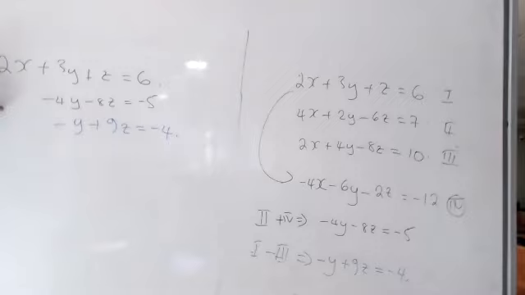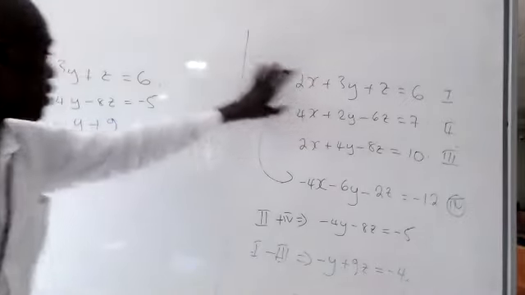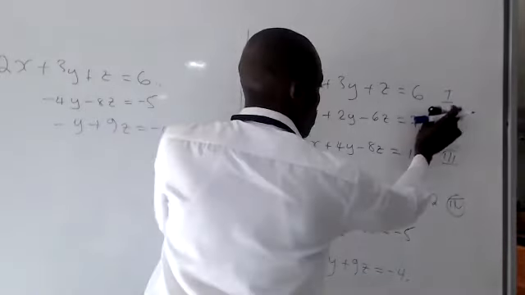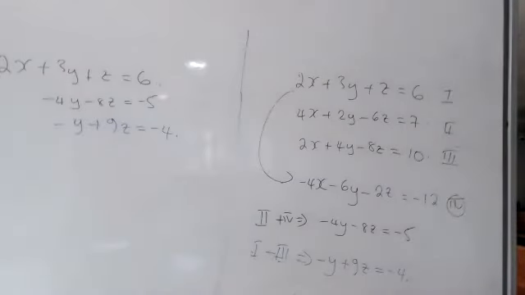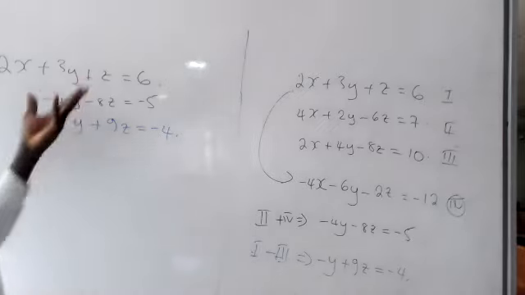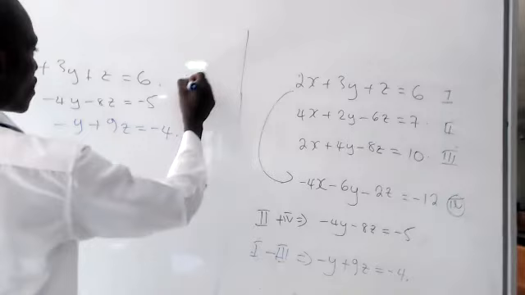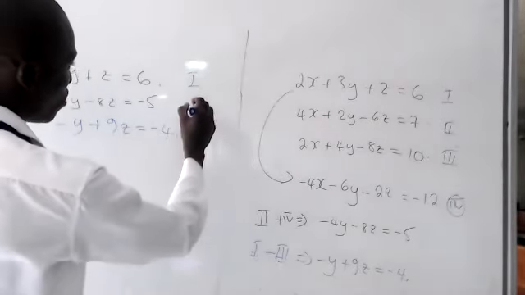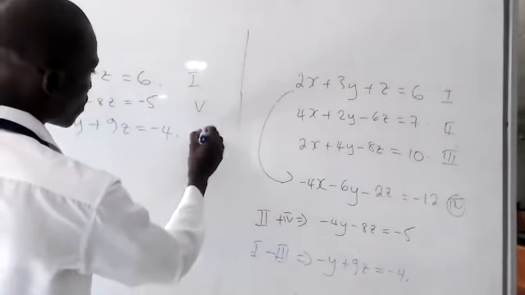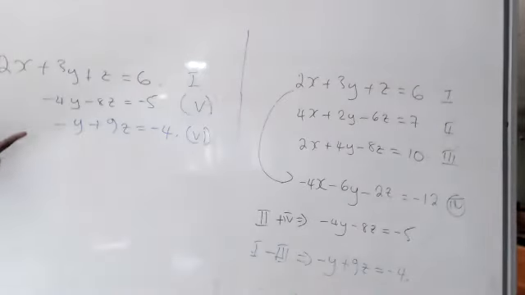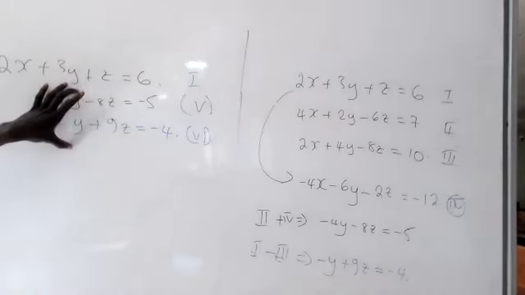Remember, this system is the same as this. By that I mean the solutions of this system will be the same as the solutions of this system, because we have just eliminated some terms from the second and third equations. So this is your first equation. This now will be equation 5. This will be equation 6.